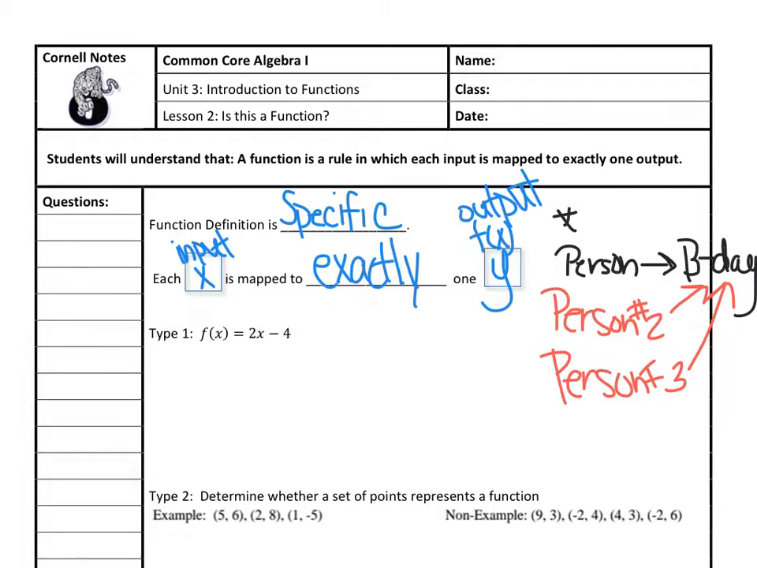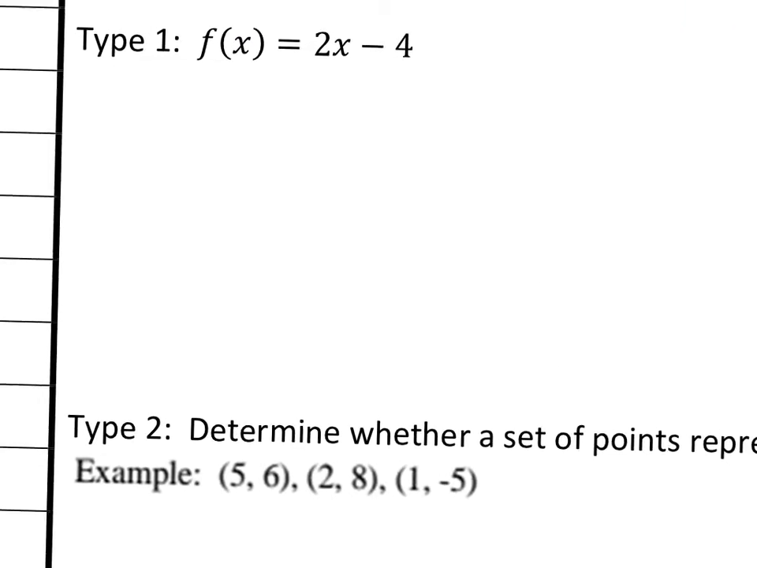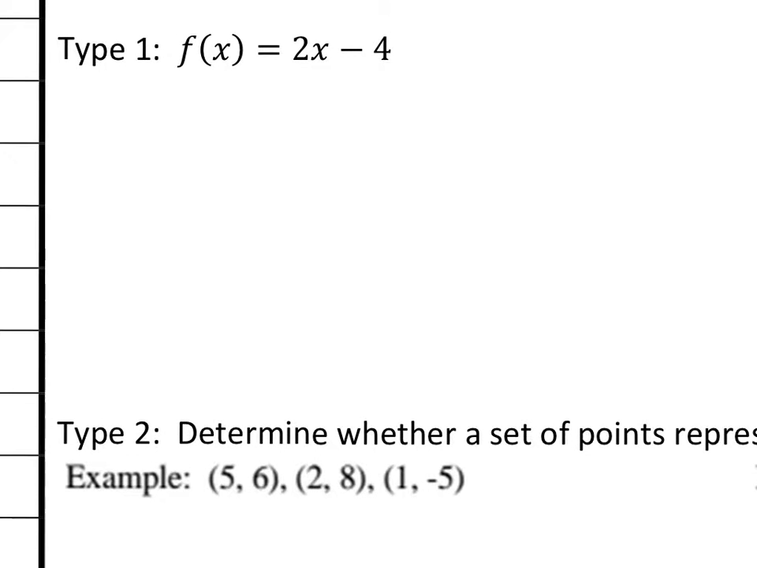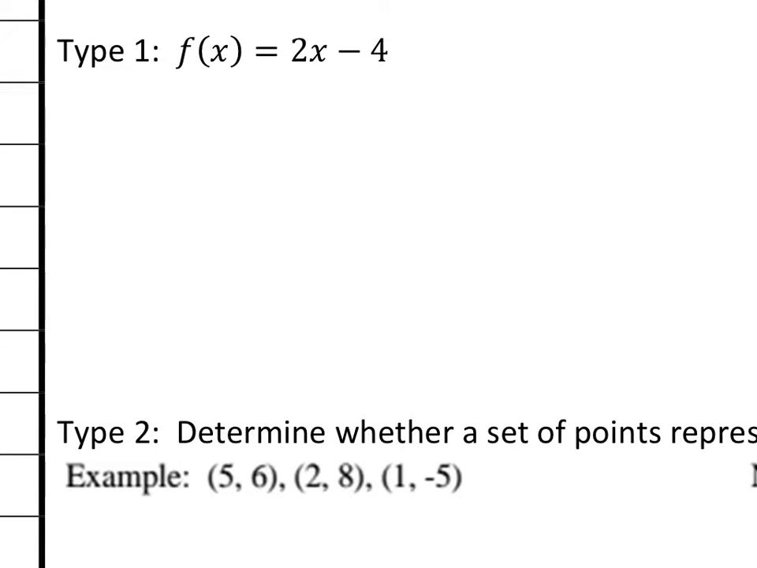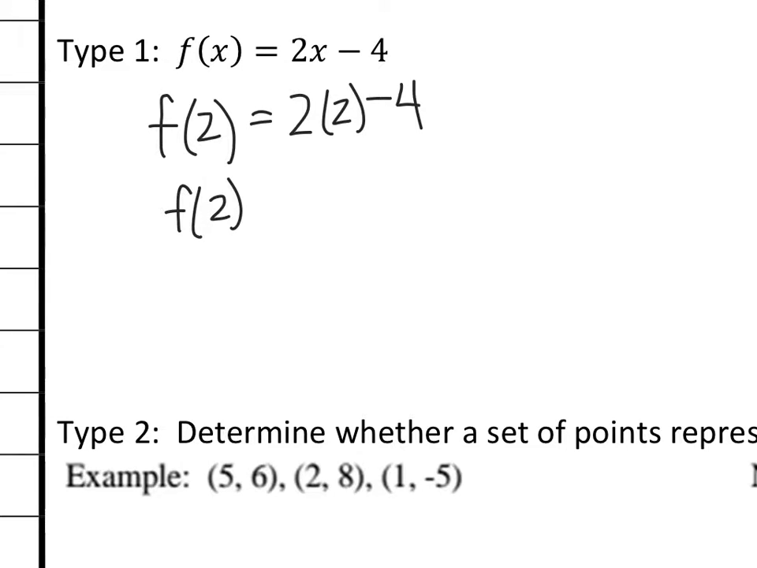So let's actually apply that to our function rule. Maybe that'll make a little bit more sense. So here's the deal. I've got this type 1. I've got f of x equals 2x minus 4. So I'm taking f of x and I'm defining it as 2x minus 4. And so the example is, let's try putting in f of 2. If I put in a 2 for x, 2 times 2 minus 4, I get 0. f of 2 equals 0.